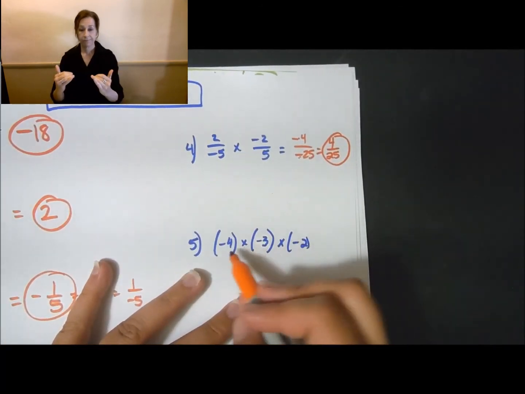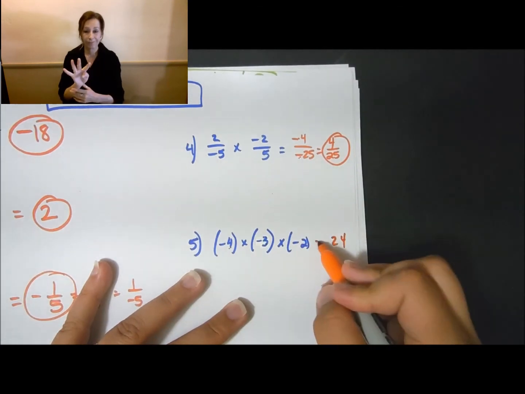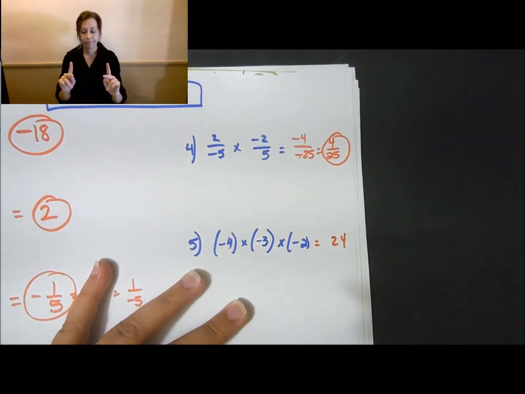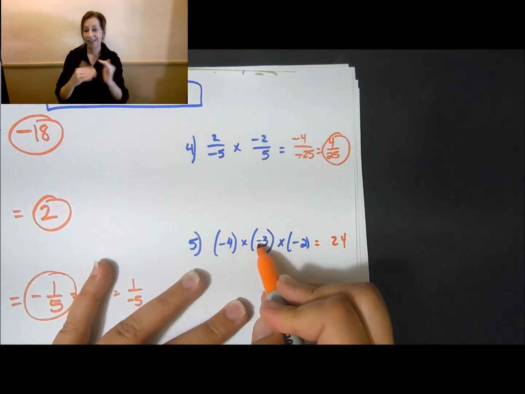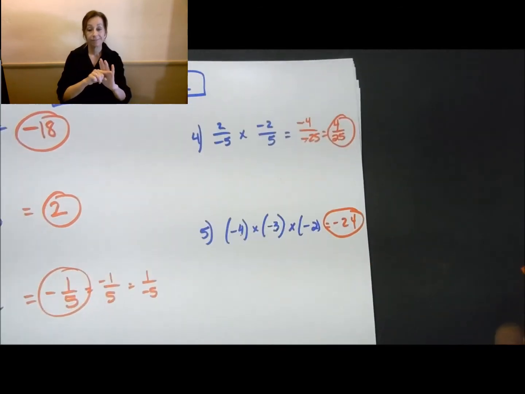All right, over here, just go in order. 4 times 3 is 12, times 2 is 24. But a negative times a negative is a positive, times a negative is a negative. There we go.